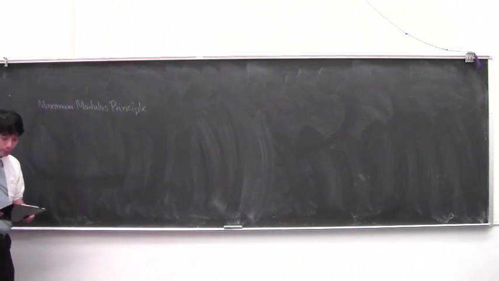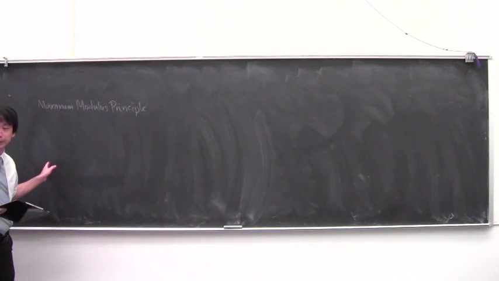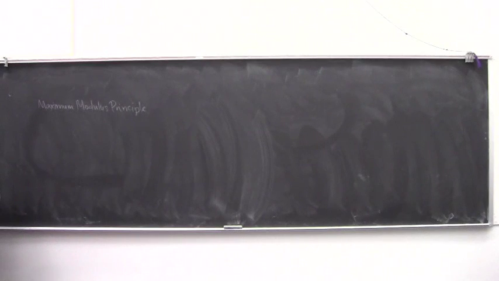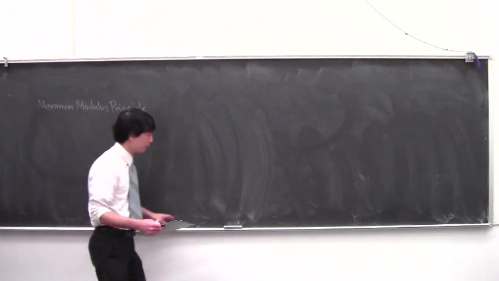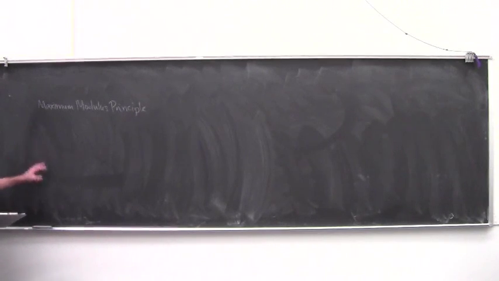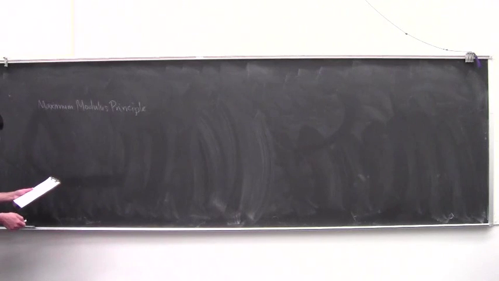Okay, we'll see the maximum modulus principle for the case of analytic functions, and we'll also see it for the case of harmonic functions. And then we'll talk about something called the Dirichlet problem, and how we can solve the Dirichlet problem in the case of a unit disk.